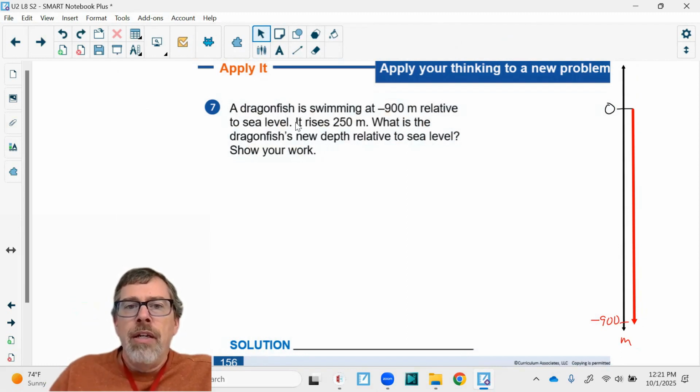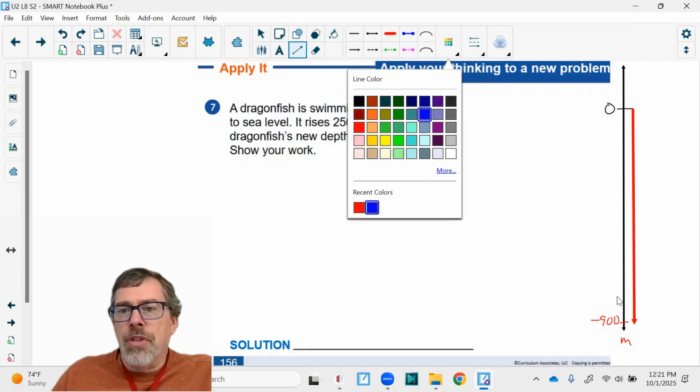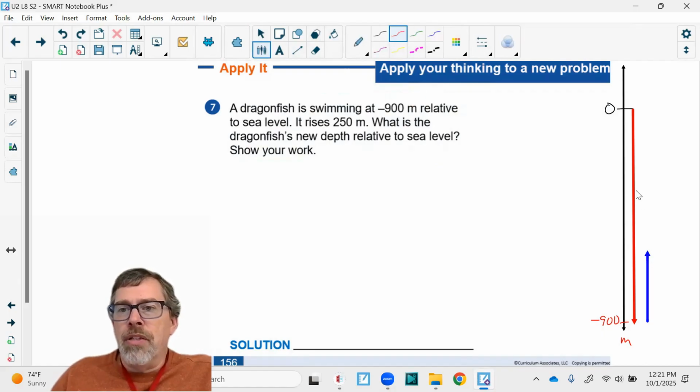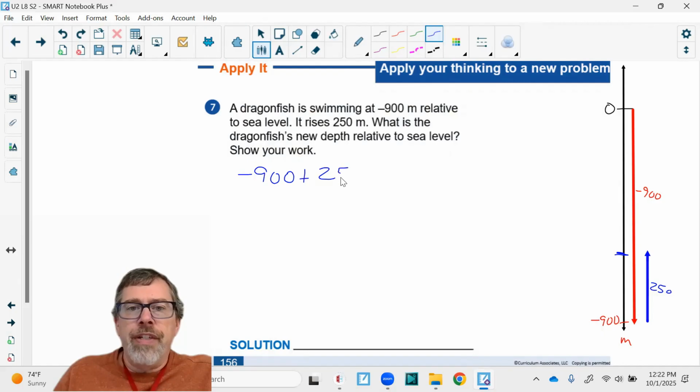The dragonfish rises 250 meters. So then what I'm going to do is draw another arrow. I'll make this one blue because it's going up. And I'm going to go up, oh, I don't know, maybe this much. And I'll write the numbers next to it, what this means. So this is negative 900, and this is a positive 250. So where did we end up? That's what the question is. So what is the dragonfish's new depth relative to sea level? Show your work. Well, it's basically negative 900 plus 250.